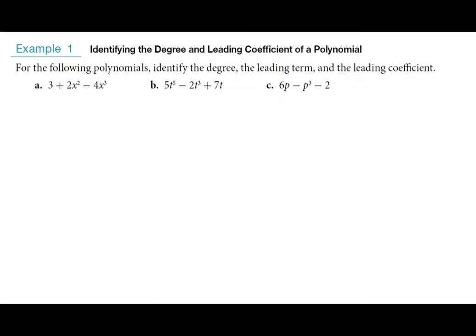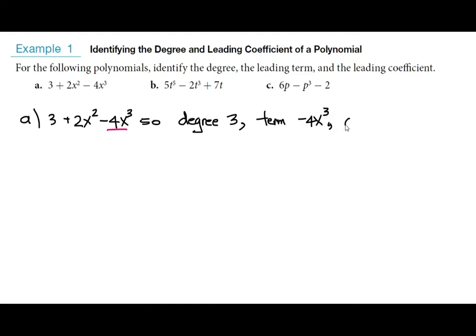In example 1, we want to identify the degree and the leading coefficient of a polynomial. In part A, we have 3 plus 2x squared minus 4x cubed. So this is the term with the highest exponent. So the degree is going to be 3 because that's the highest exponent. And the leading term is minus 4x cubed. And the leading coefficient is negative 4.